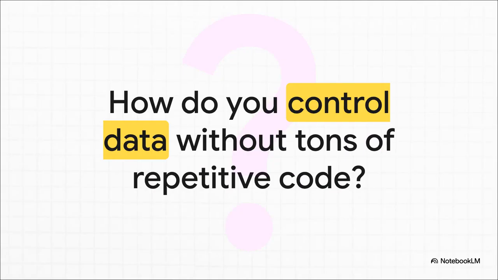And then there's this problem. You've got this beautiful, clean object, but you need to protect it, right? So how do you make sure the data going in is valid without just littering your code with a million repetitive if statements for every single property? It gets so messy so fast.